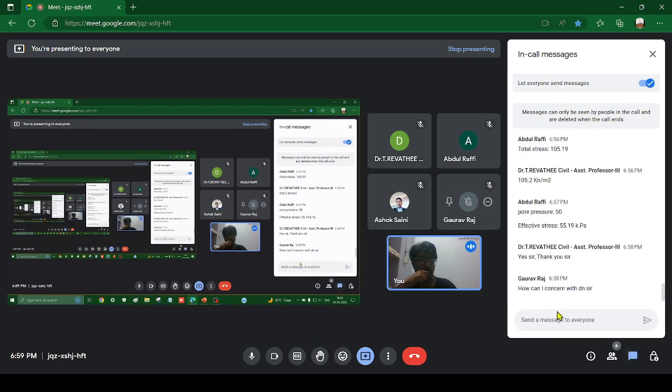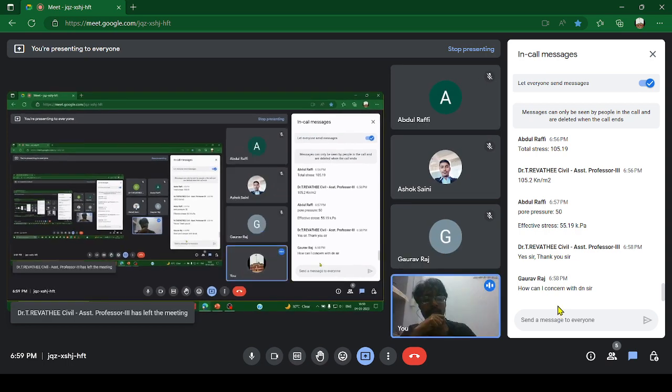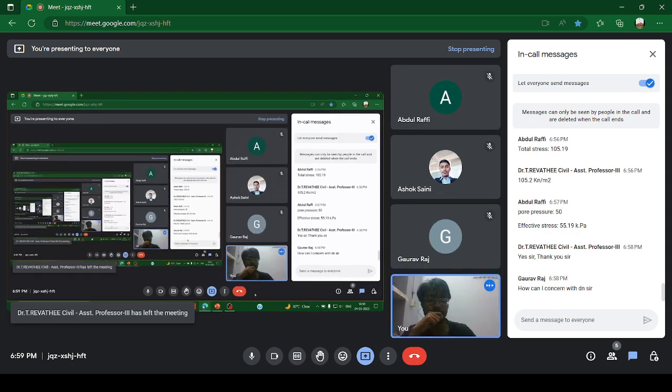How can you contact DN Singh sir? I don't know. You talk to your NPTEL coordinators. You talk to your NPTEL coordinator. I think they will guide you. Okay.